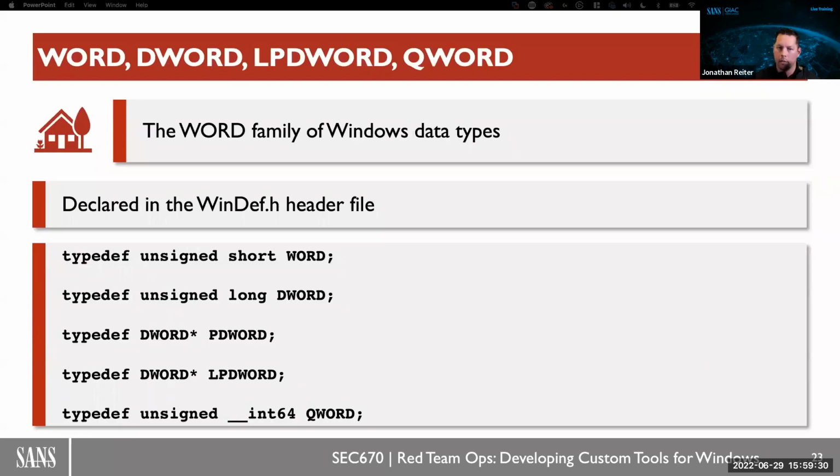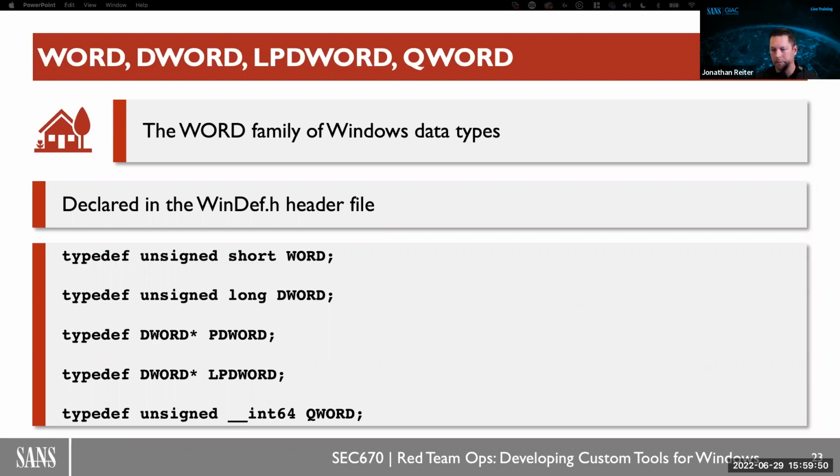And then you can see behind the scenes how these have been created. So they're typedefs, right? So creating a new type definition like a WORD is an unsigned short. And then we have a DWORD as an unsigned long. And then you can see how we have that LPDWORD is just a pointer to DWORD.